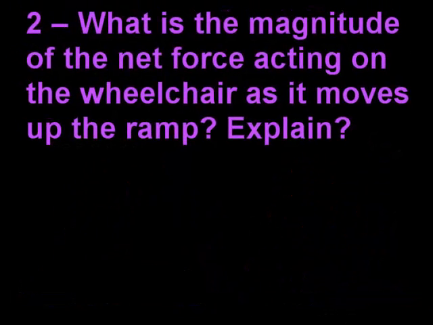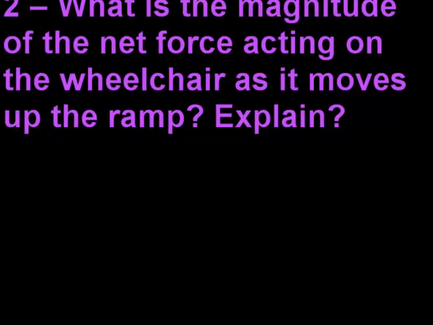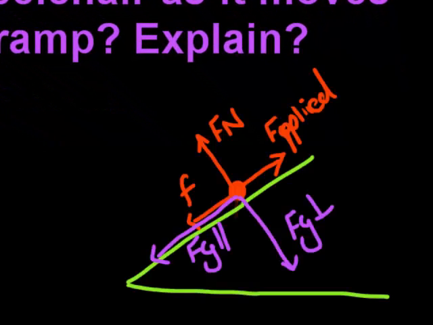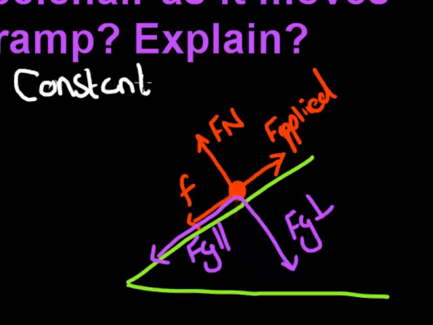Now the second question goes on by asking us, what is the magnitude of the net force acting on the wheelchair as it moves up the ramp? Let us look again at our free body diagram. It's important again to take into consideration that this object was moving at a constant velocity, as was stated in the question. Usually if you come across a word like this, it's important to highlight or underline it, because that's going to determine the rest of the question.